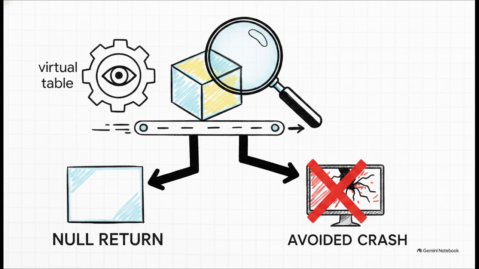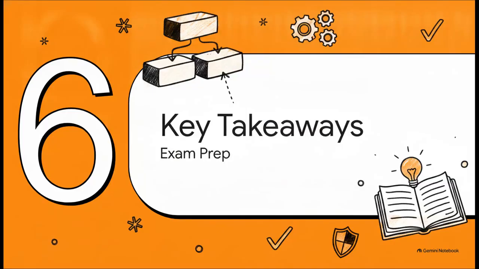But, and this is a big but, you've got to remember the limitations. It will outright fail if you use protected or private inheritance, and crucially, it completely fails if your classes don't have any virtual functions at all. It actually relies on the virtual table to figure out the object's true type at runtime. Let's wrap things up with Section 6, Key Takeaways and Rules for Your Exam Prep.